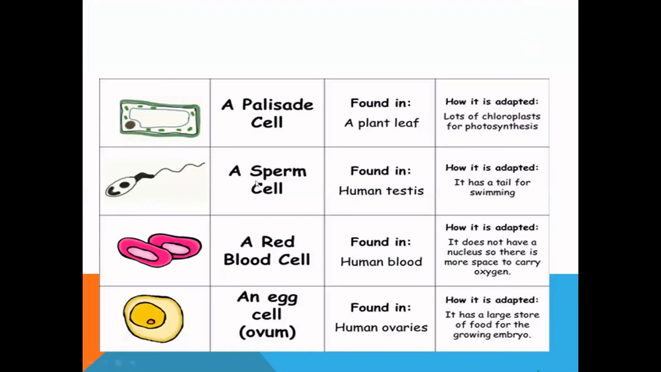A palisade cell found in where? Found in the plant leaf. And it has lots of chloroplast for photosynthesis. Sperm cell found in human testes, and it has a tail for swimming. A red blood cell found in human blood, and it does not have a nucleus, so there is more space to carry oxygen. And an egg cell is found in human ovaries. It has a large store of food for the growing embryo.